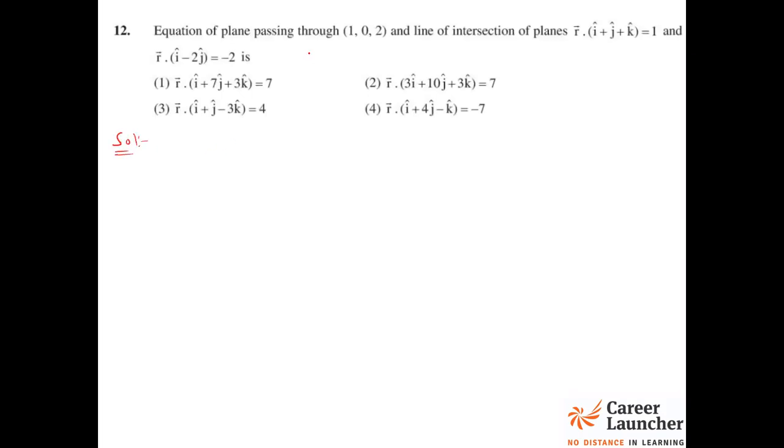Next, equation of a plane passing through this point and the line of intersection of the two planes. Very, very simple question. So you can do using family of planes. What will be the equation of the family of planes passing through the intersection of two planes? First, convert them into Cartesian form. What will be the Cartesian form of the first plane? So here r bar is nothing but x i cap plus y j cap plus z k cap.